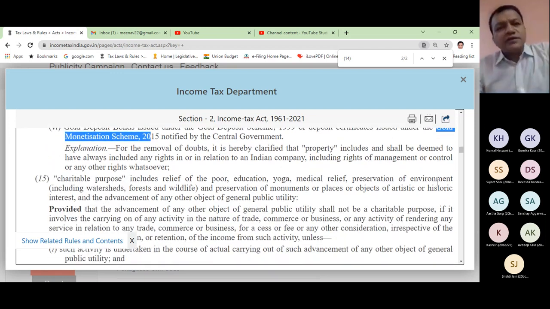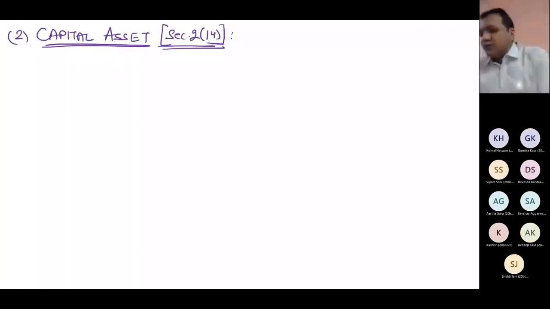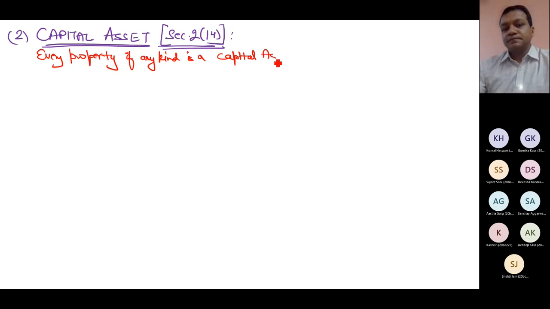Other than this, everything in this world is a capital asset. So let me now briefly write for you what is exactly a capital asset. Such questions are theoretically relevant also. So I can say everything is a capital asset. Every property is a capital asset except the following. Except what?